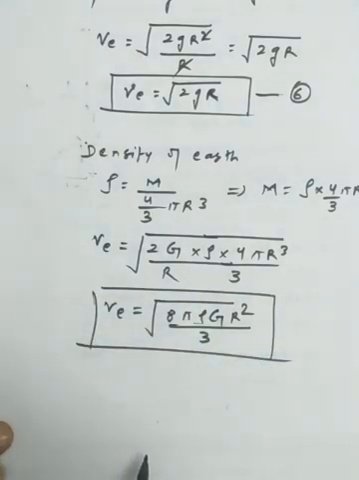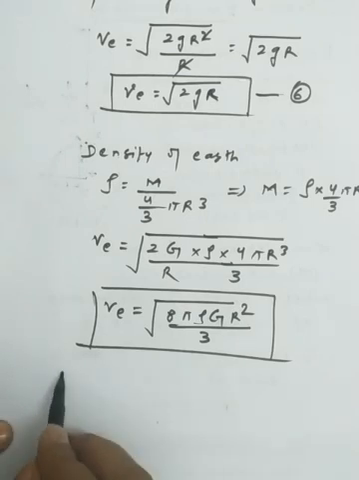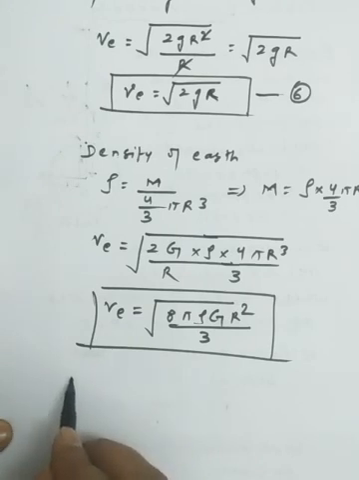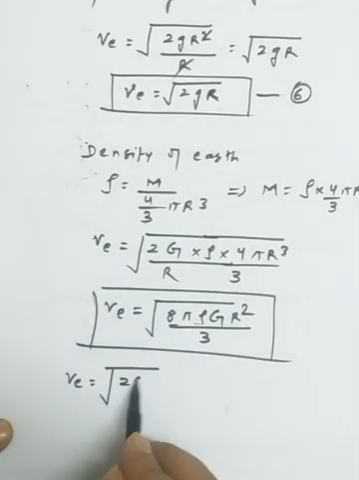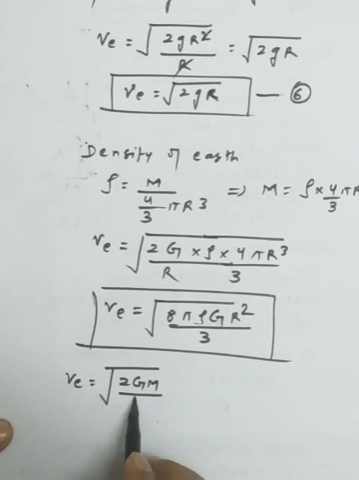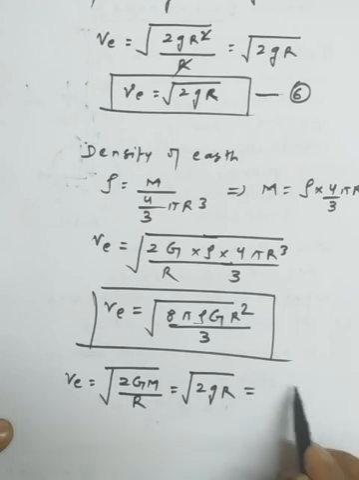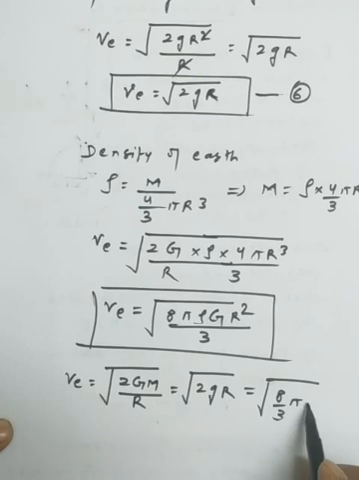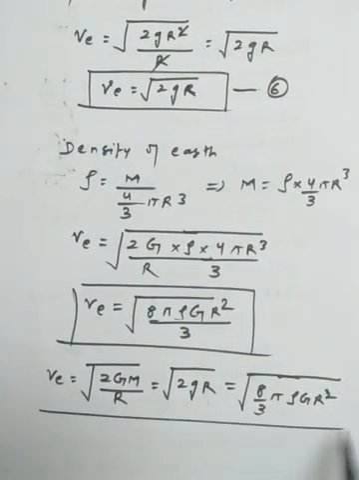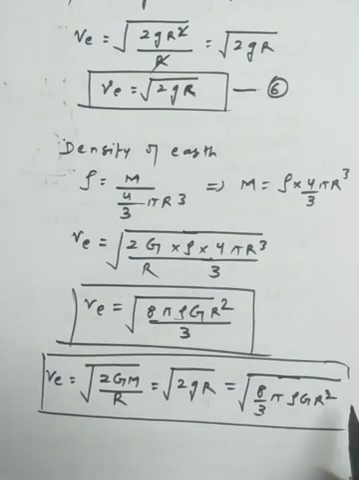So we have the three basic formulas of escape velocity. Ve is equal to under root 2GM upon R, that is equal to under root 2gR, that is equal to under root 8 upon 3 pi rho G R square. So these are the three consecutive formulas we have, and as per the need we can use them.